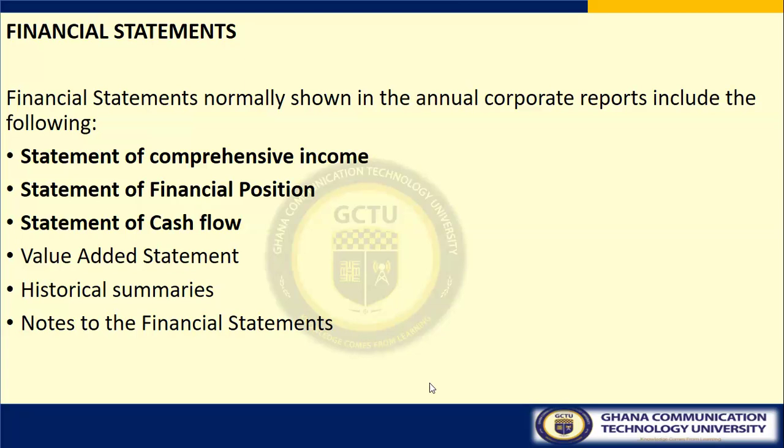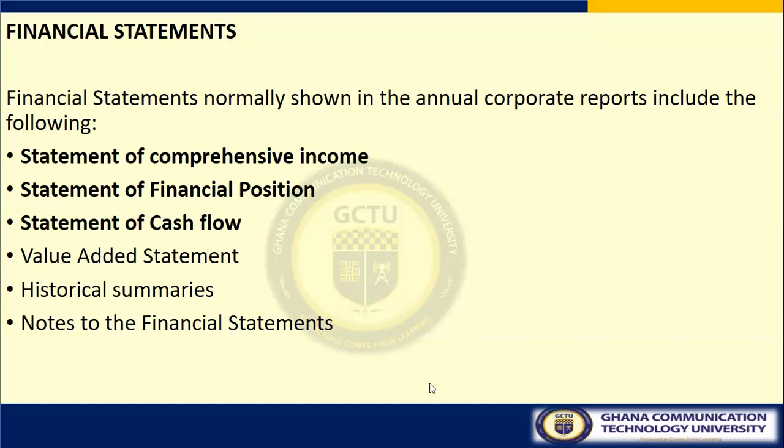We know the annual corporate report, like at the end of the year during the AGM, the annual general meeting, the finance officer or the accounts officer prepares the financial statements and presents them to the Board of Governance for approval, to show the business's profit, the business activities, and to show the stakeholders whether the business is making profit or doing well or not, and the assets and liabilities of the business. So the financial statements include the statement of comprehensive income.